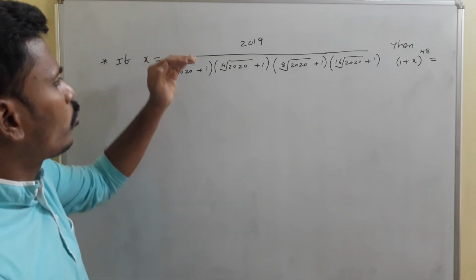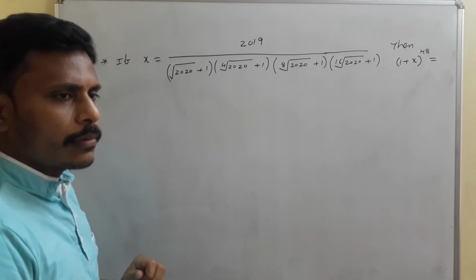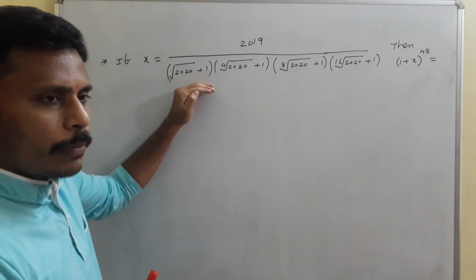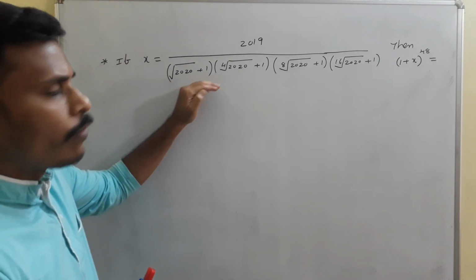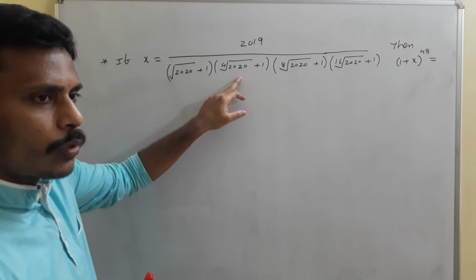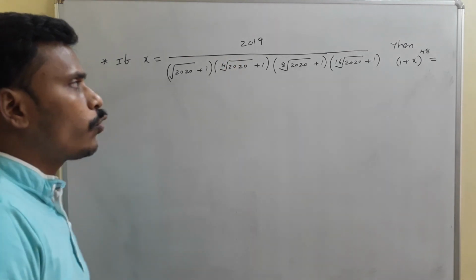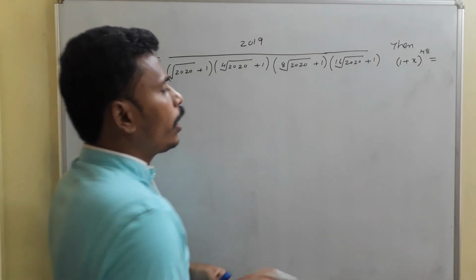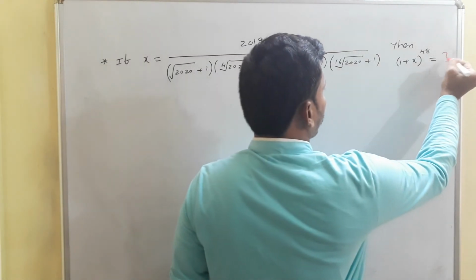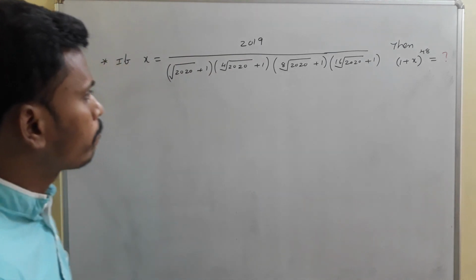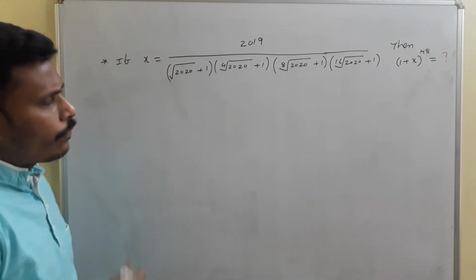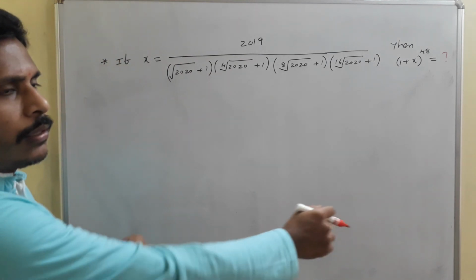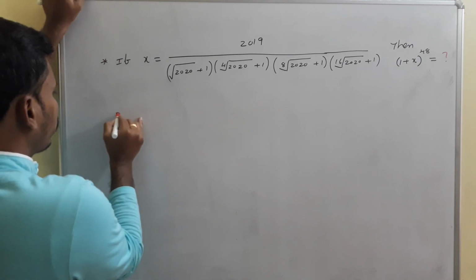X is equal to 2019 divided by square root of 2020 plus 1, fourth root of 2020 plus 1, eighth root of 2020 plus 1, and 16th root of 2020 plus 1. Then we need to find the value of 1 plus x to the power 48. See how to solve. First of all, try to simplify the denominator.